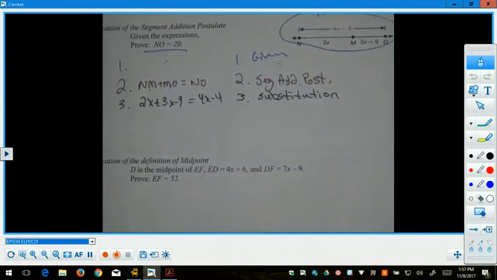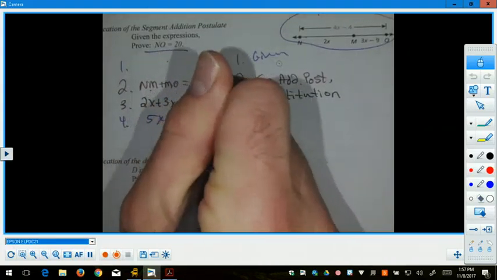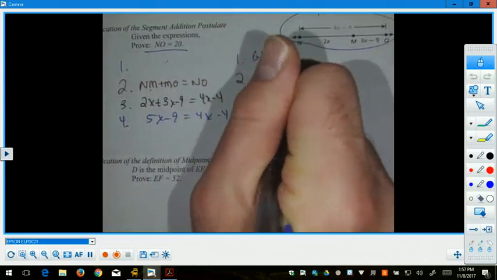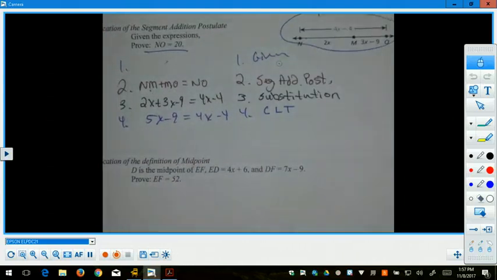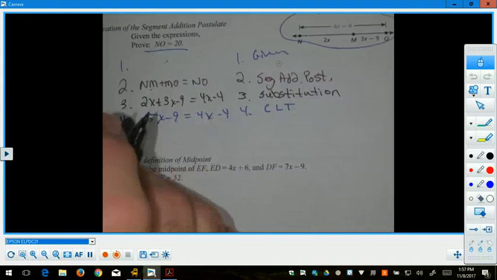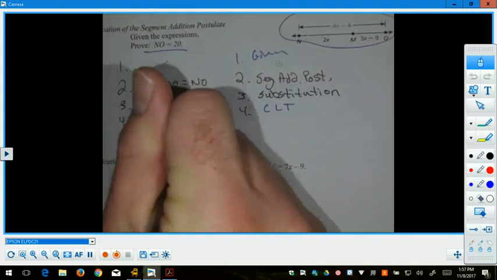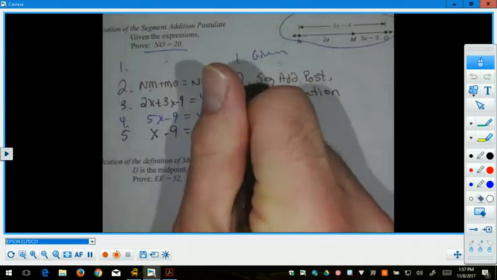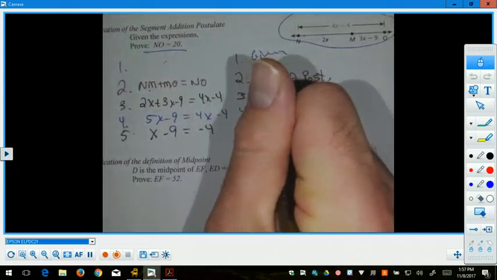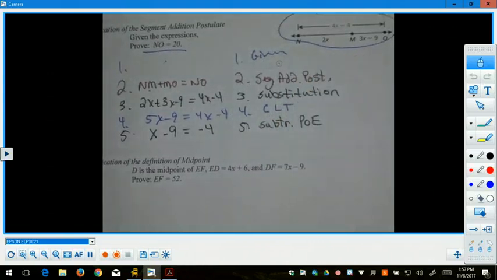My next step is going to be to combine like terms. So I have 5x minus 9 equals 4x minus 4. I combined like terms. Now, I have 2 more steps to go to solve, unfortunately, before I can plug back in. First I'm going to move the variables. So my next step is to subtract 4x from both sides. I have x minus 9 equals negative 4. So this was subtracting, so I used the subtraction property of equality.